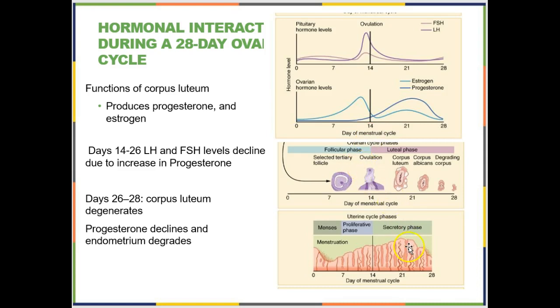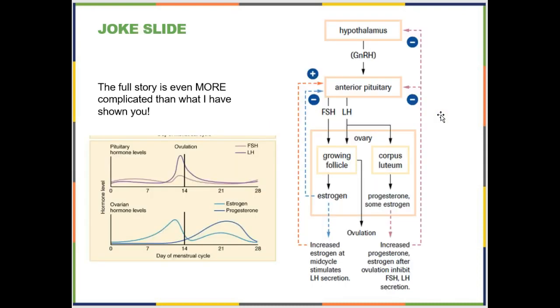And if we go down here, the progesterone is what is supporting the secretory phase of the uterine cycle. As progesterone levels start to decline, the endometrium starts to degenerate, and this decline here is what triggers entry into menses.